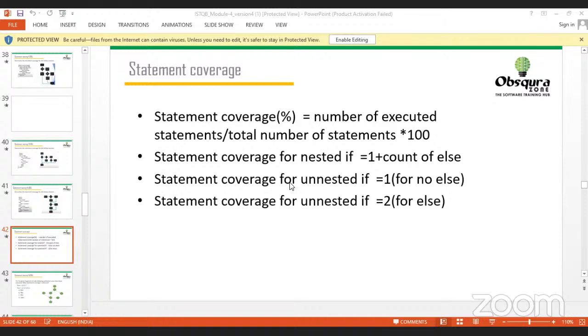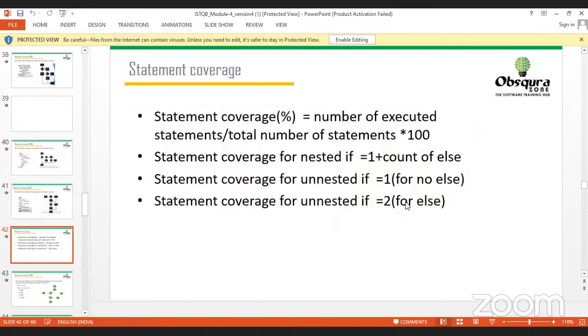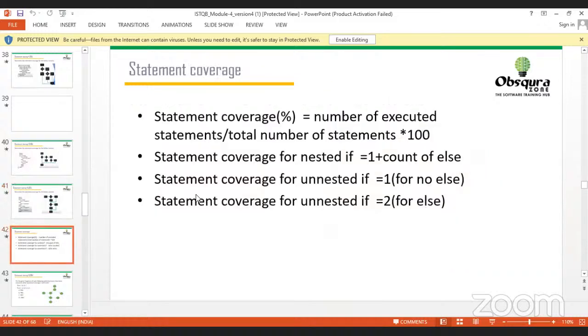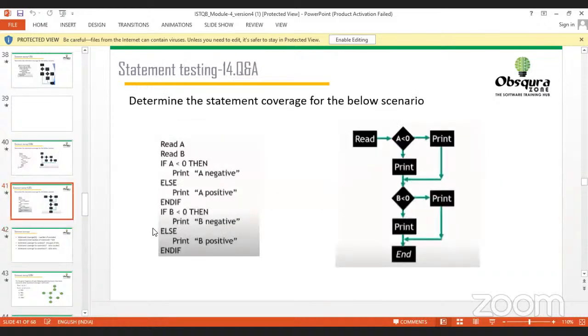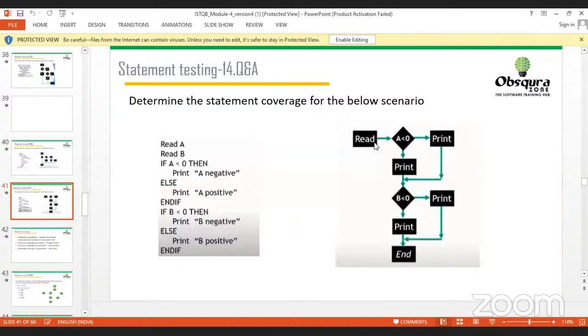So the next one is unnested if. In the case of unnested if, that is this case, before the statement end if should be there. So in the unnested if case, it is 1 if there are no else statements. If there is an else statement, then it is 2. So here you can see else statements are present in this unnested if case, so the coverage will be 2. Without applying the formula also we had found that, right? This is one path and this is another path. So 2. Is it clear?